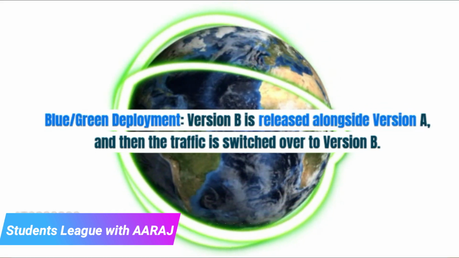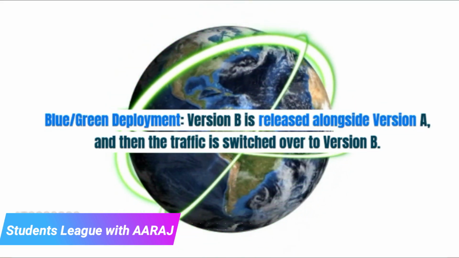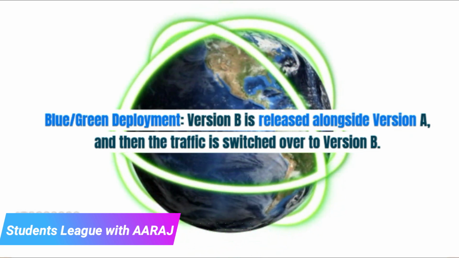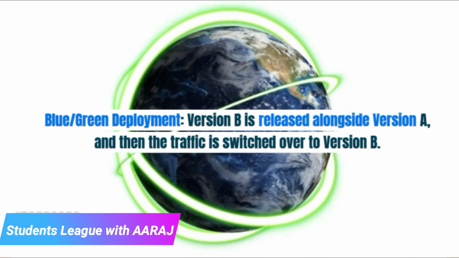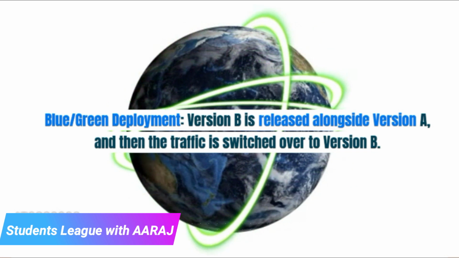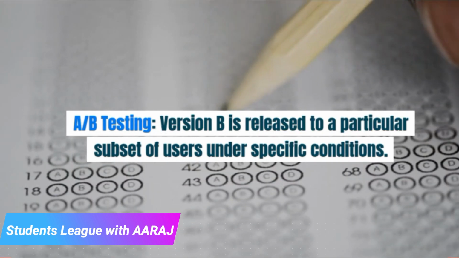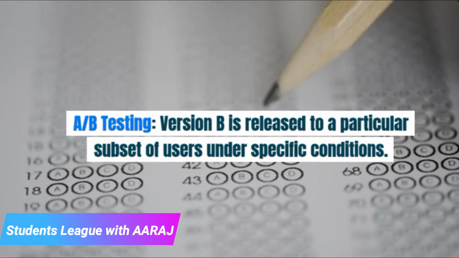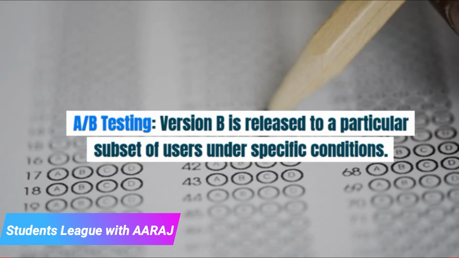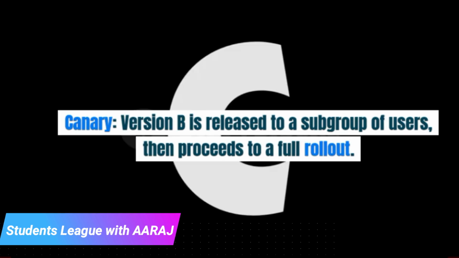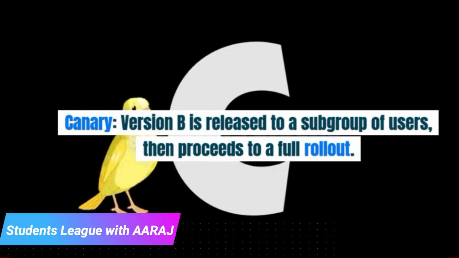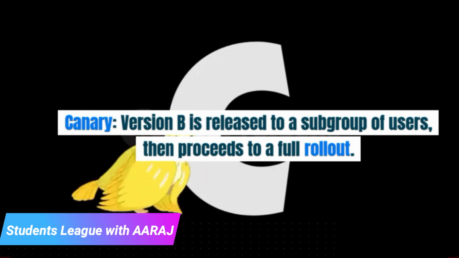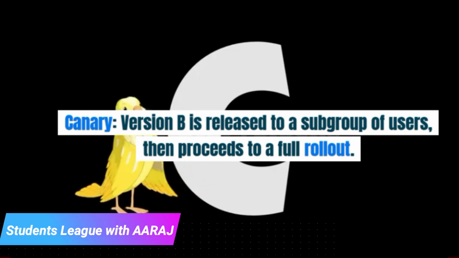4. Blue/green deployment. Version B is released alongside version A, and then the traffic is switched over to version B. 5. A/B testing. Version B is released to a particular subset of users under specific conditions. 6. Canary. Version B is released to a subgroup of users, then proceeds to a full rollout.